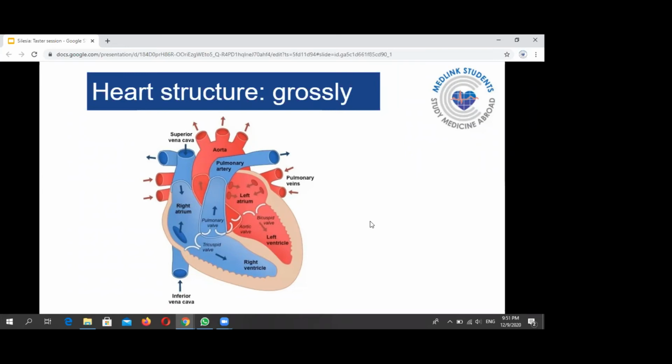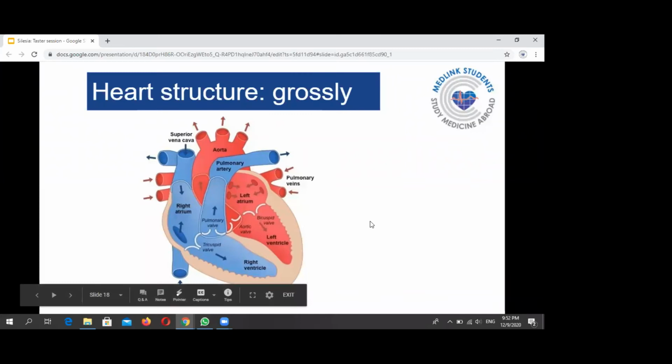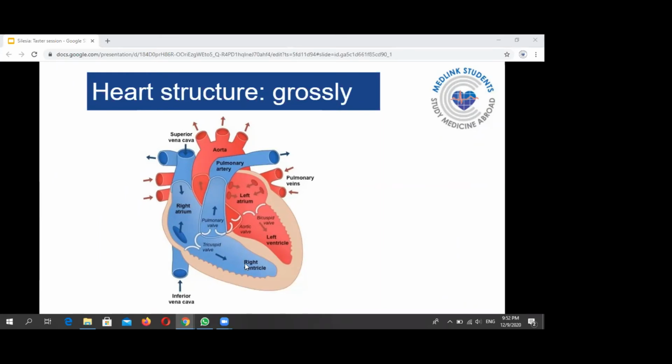And so the structure is arranged like that, just to prevent the backflow and to turn less oxygenated blood into more oxygenated blood, so with more oxygen. And the function is just to pump blood into the body and to put oxygen into it.